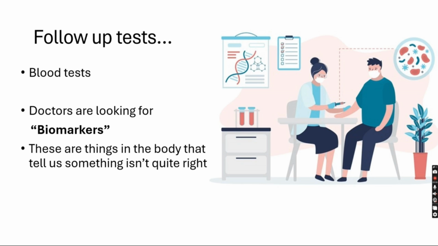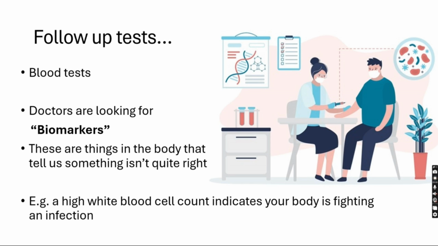So for example, if you are having an infection, you might have really high white blood cells in your blood test because white blood cells are what help fight off infections. So a high white blood cell count indicates that your body is fighting an infection. This is a biomarker. It tells us that something is wrong. So we might do blood tests and do multiple different tests on your blood sample to see if it tells us anything. So this is what a biomarker is. We're looking for something that tells us that something is wrong in the body.